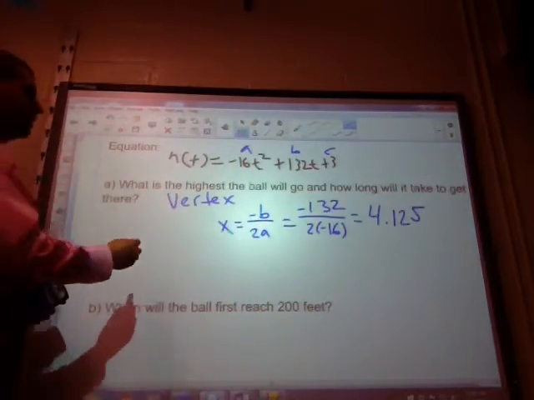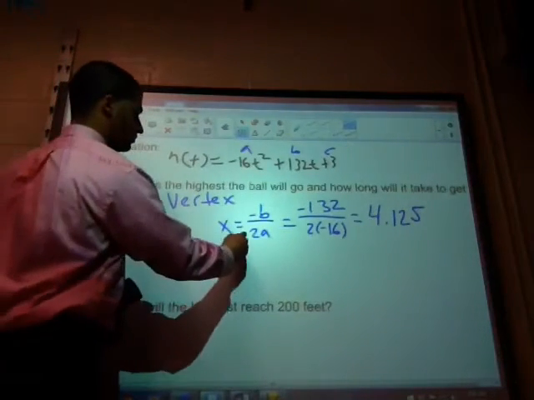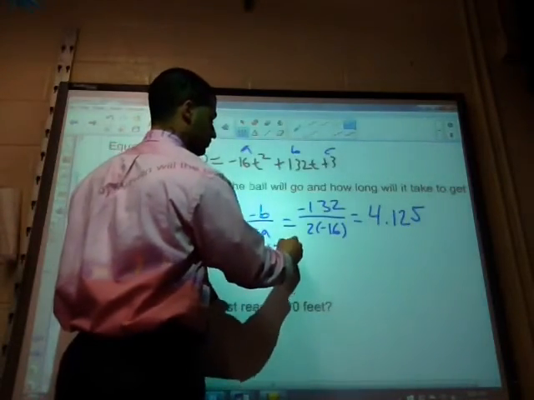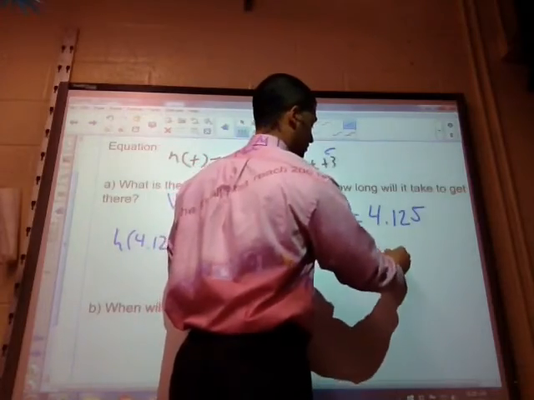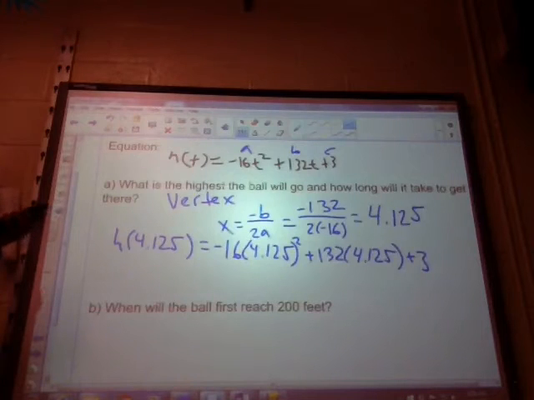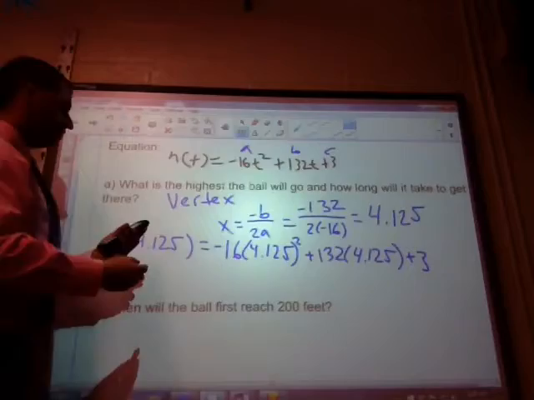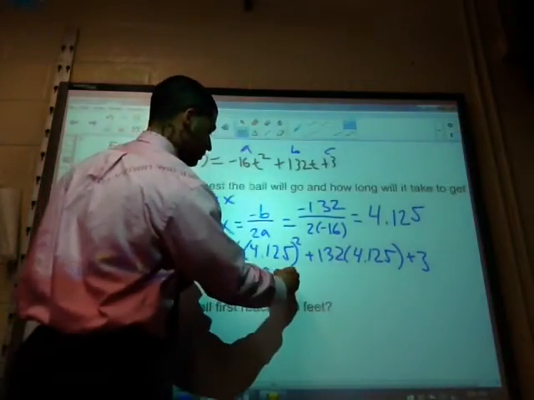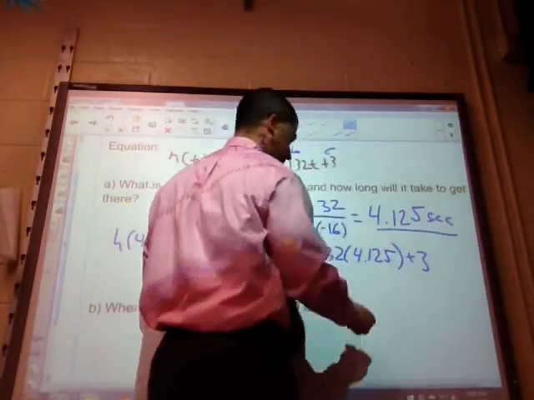To figure out how high it will get, we plug it back into the formula. So we'll do negative 16 times 4.125 squared plus 132 times 4.125 plus 3. And if you plug it in directly as you see it here, it will work out to 275.25 feet. So that's the highest it'll get, and it'll take this many seconds.